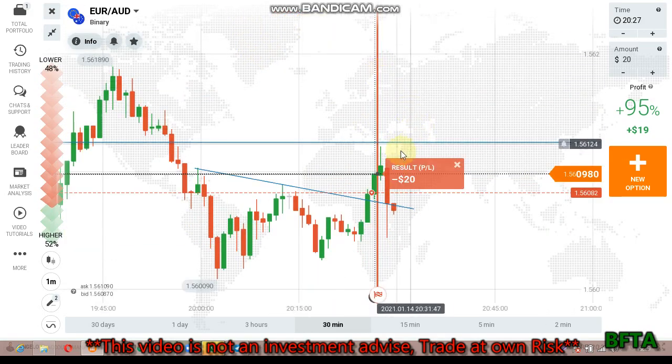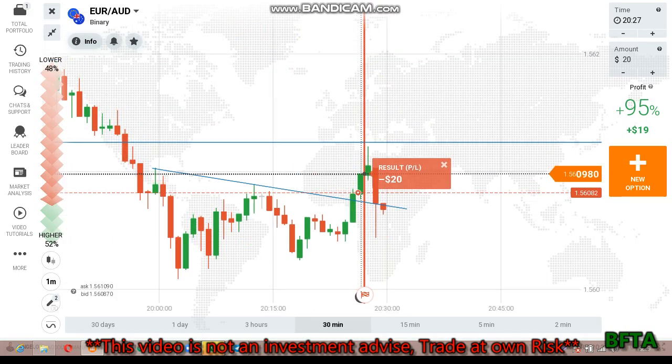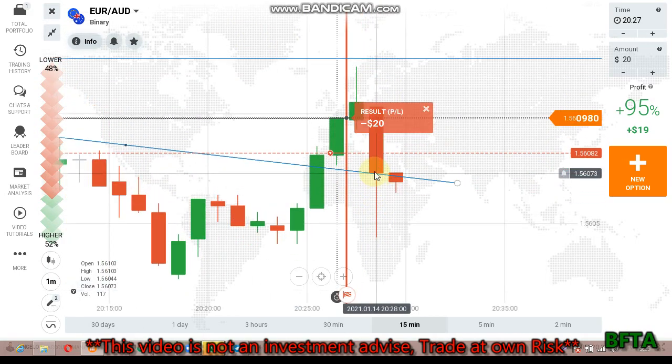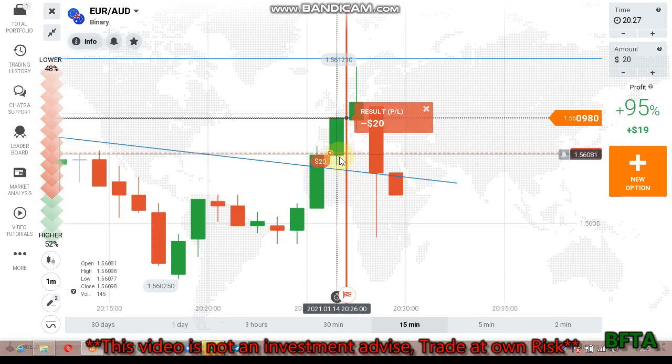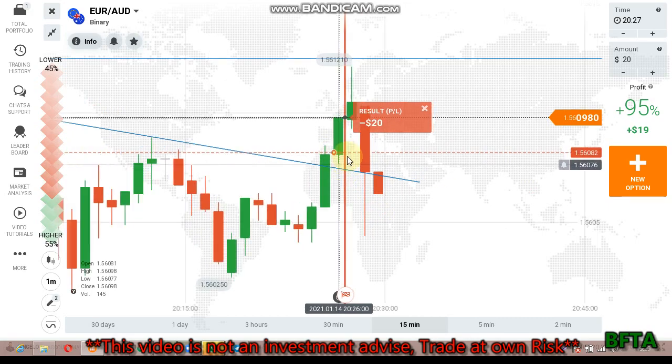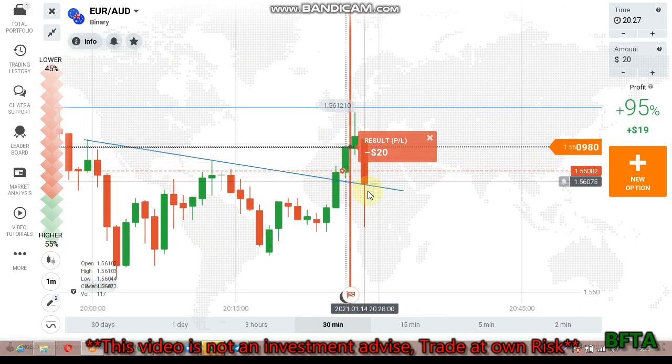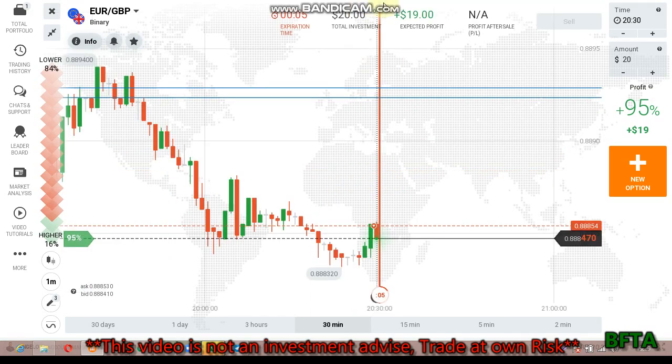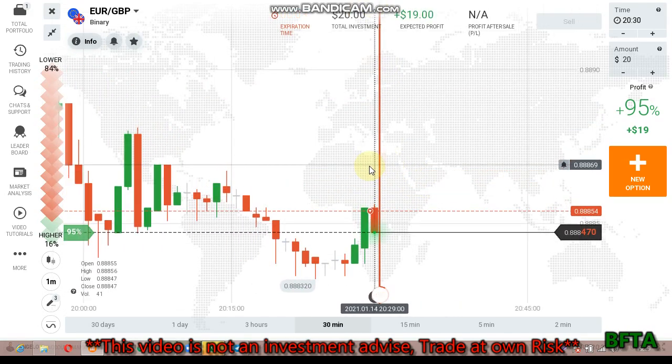I had one loss because the sellers are not interested, and this is exactly what I want. I expect sellers to enter and retest this trend line, but it happened again in the next movement. So it is better for me to stop now.